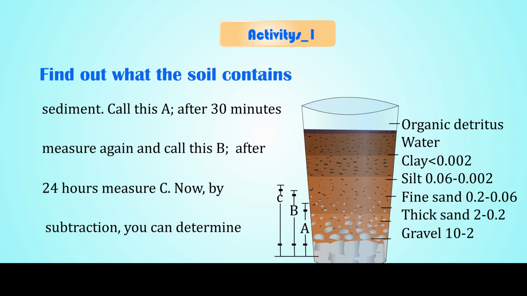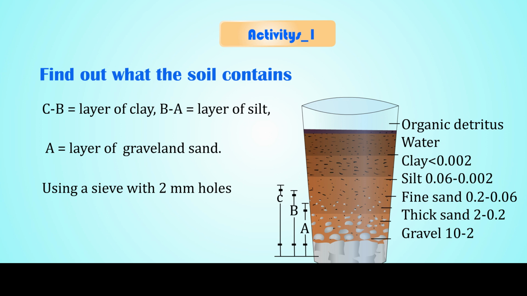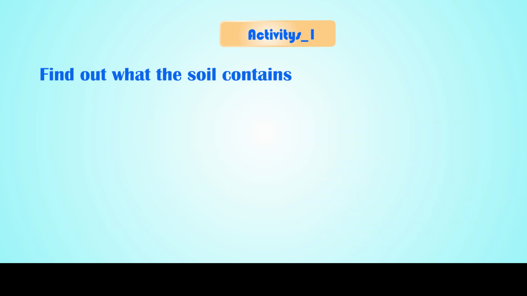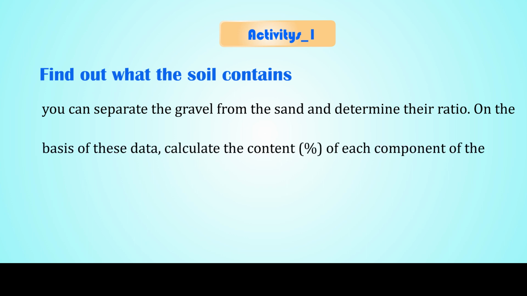Now, by subtraction, you can determine the thickness of main layers. C minus B is equal to the layer of clay. B minus A, layer of silt. A is equal to the layer of gravel and sand. Using a sieve with 2 millimeter holes, less than 1/8 inch, you can separate the gravel from the sand and determine their ratio. On the basis of these data, calculate the content percentage of each component of the soil sample.